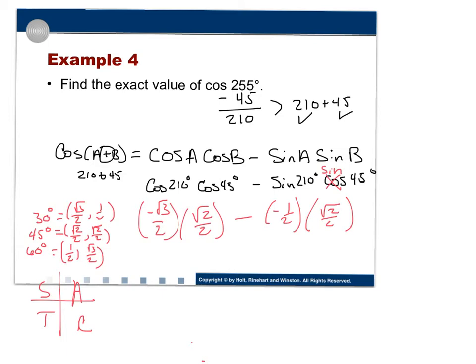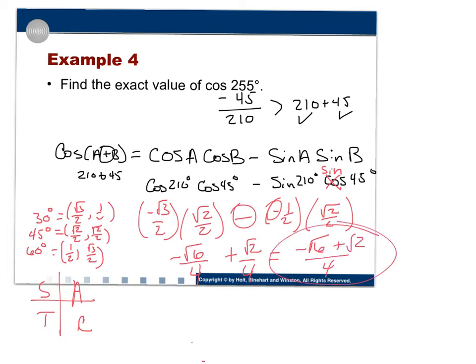Good to go. I can start multiplying across. Negative root 3 times positive root 2 is a negative root 6 over 4. And that's going to be a plus, negative times a negative, right? So I got the minus here and a minus here, root 2 over 4. That gives me negative root 6 plus root 2, all over 4. Good to go, and now I have my exact value. Let's go on to the next example.